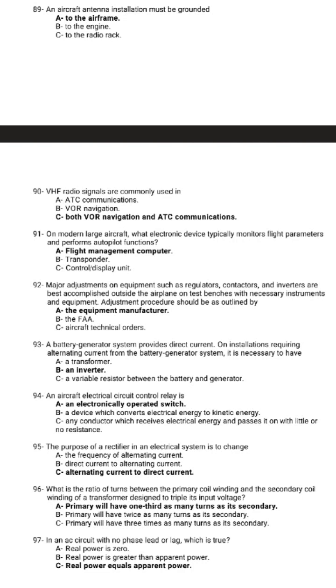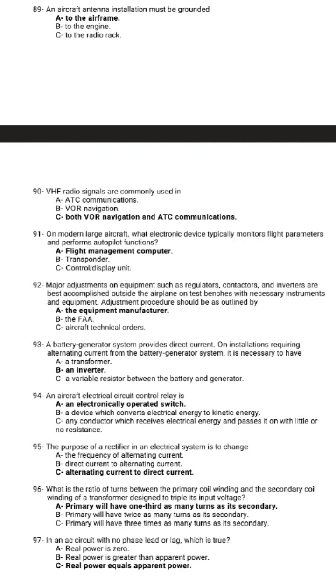What is the ratio of turns between the primary coil winding and the secondary coil winding of a transformer designed to triple its input voltage? Primary will have 1/3 as many turns as the secondary.